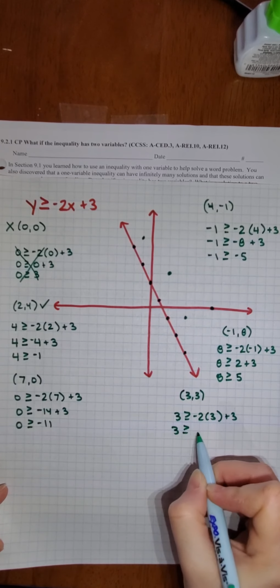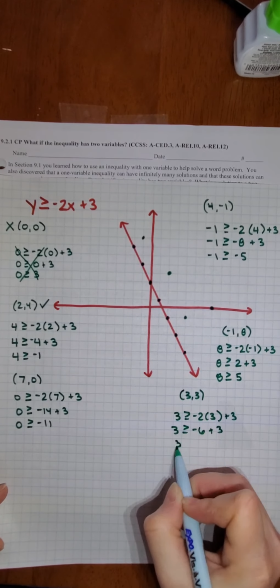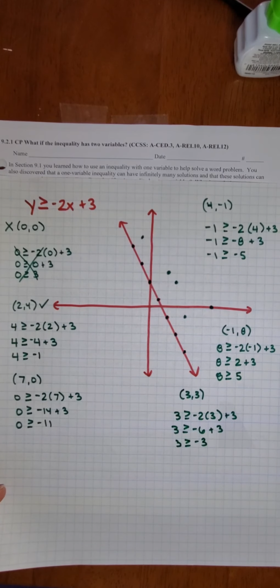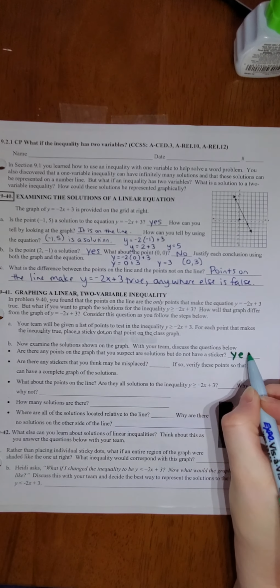And we say, is 3 greater than or equal to negative 6 plus 3? Yes, 3 is greater than or equal to negative 3. So we predicted that there was another point. It does work. So we would say, yes, we think there are some other points.